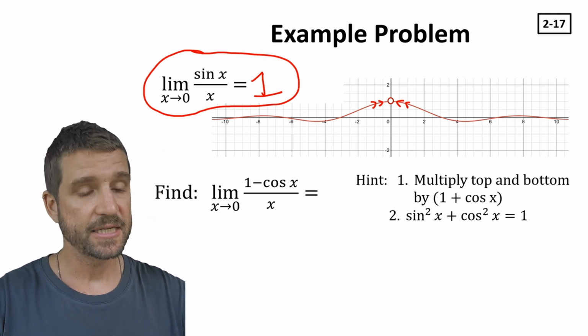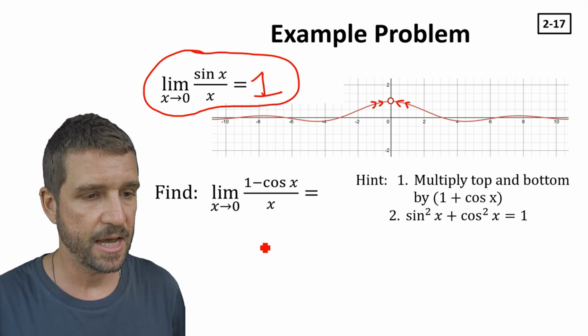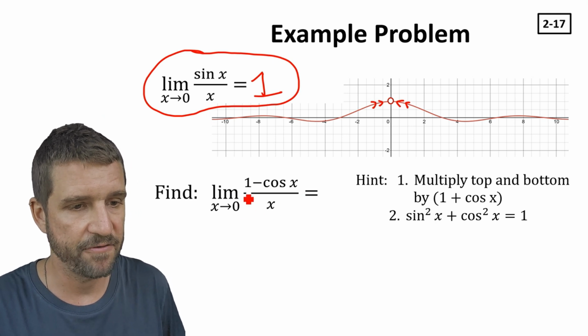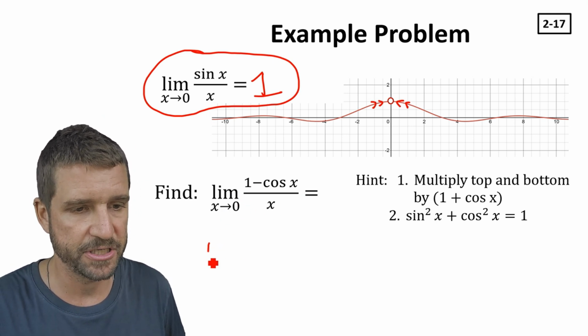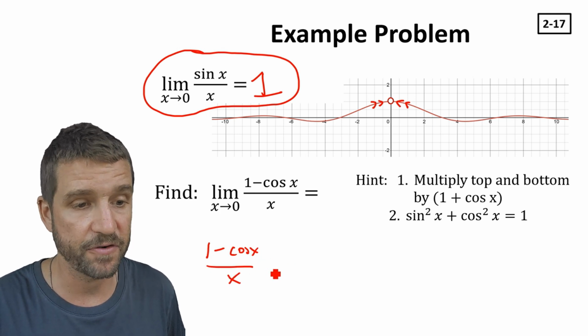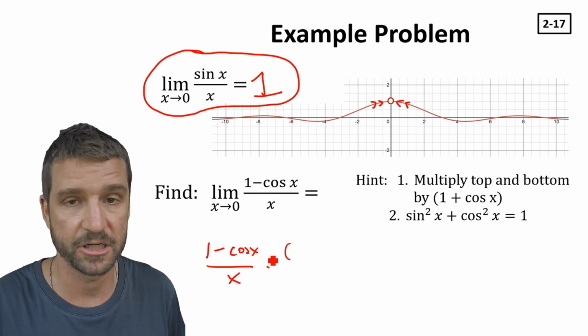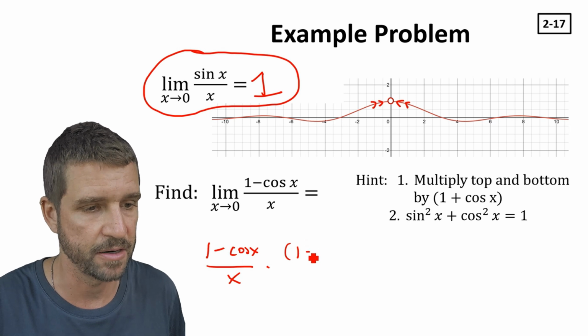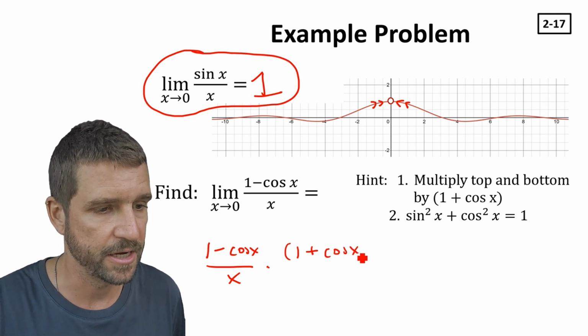All right, so I hope you paused the video and you tried this one. Let me show you how to do it, okay? So we have the limit as x approaches 0 of 1 minus cosine x over x. And I already gave you the first clue. That is to rationalize the numerator, which you've also done in a previous video.